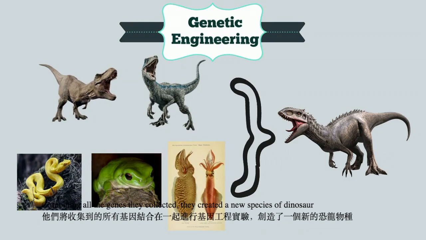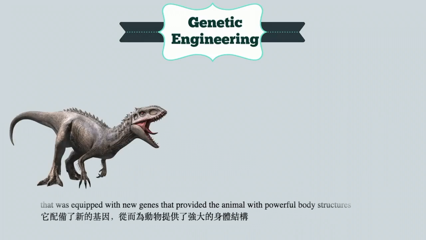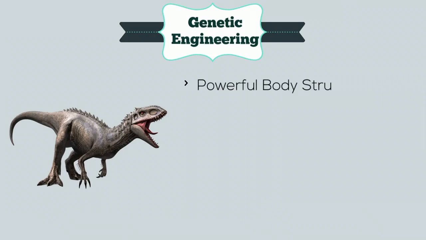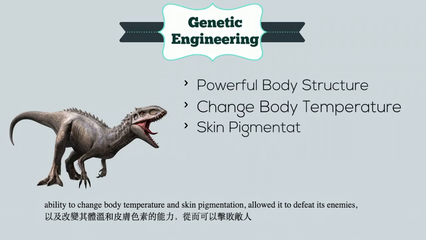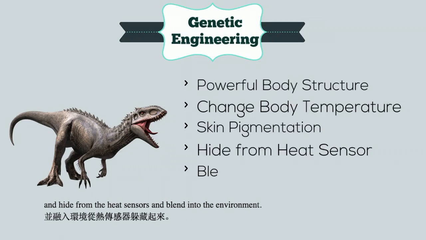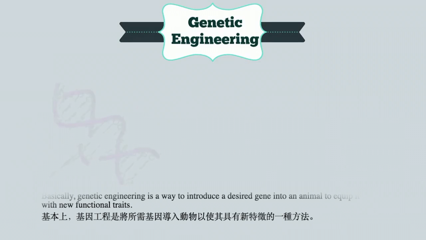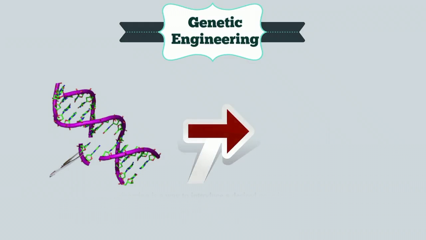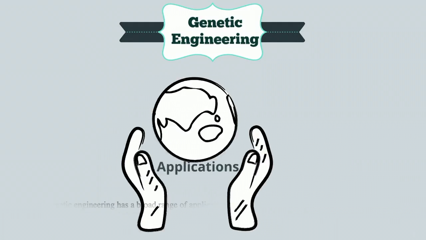Combining all the genes they collected, they created a new species of dinosaur that was equipped with new genes that provided the animal with powerful body structures and the ability to change its body temperature and skin pigmentation, which allowed it to defeat its enemies, hide from the heat sensors, and blend into the environment. Basically, genetic engineering is a way to introduce a desired gene into an animal to equip it with new functional traits. Genetic engineering has a broad range of applications.